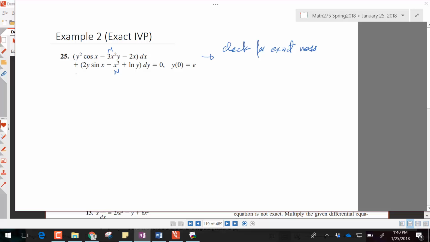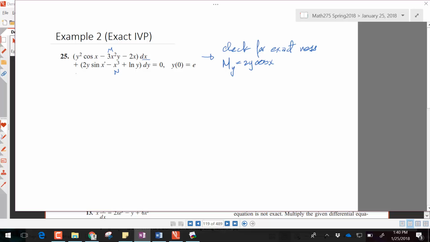Be careful. Sometimes they get tricky and they switch the dx and the dy around. So make sure you look at the dx, and the function next to it is going to be the M function. To check for exact, we want the derivative of the M function with respect to y. There's y squared times cosine x. Cosine x is constant, so I'll leave the cosine x, take the derivative of y squared, 2y. So don't bother with the product rule. I know it looks like a product, but the cosine x does not have a y in it. You're taking the derivative with respect to y, so it's just a constant.